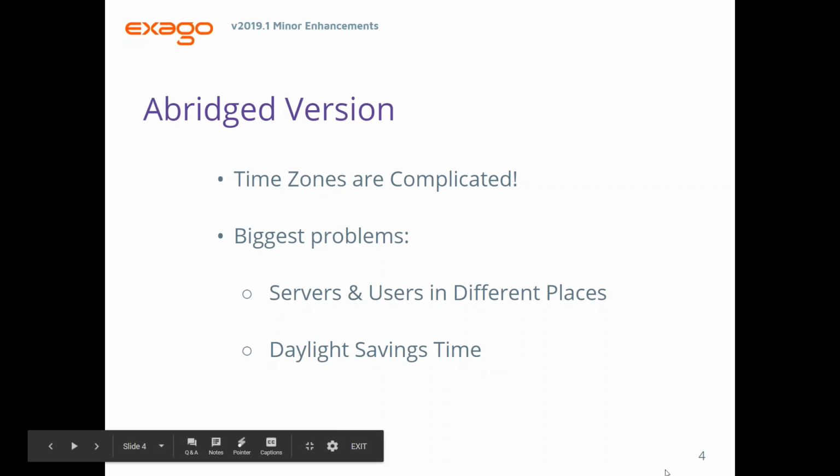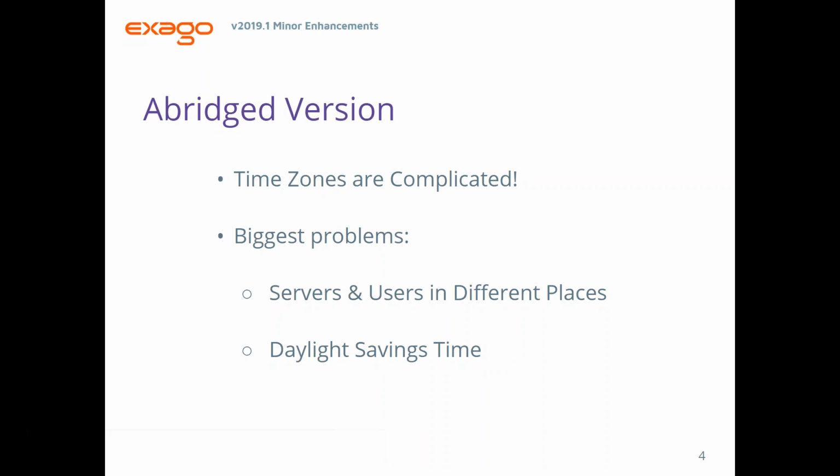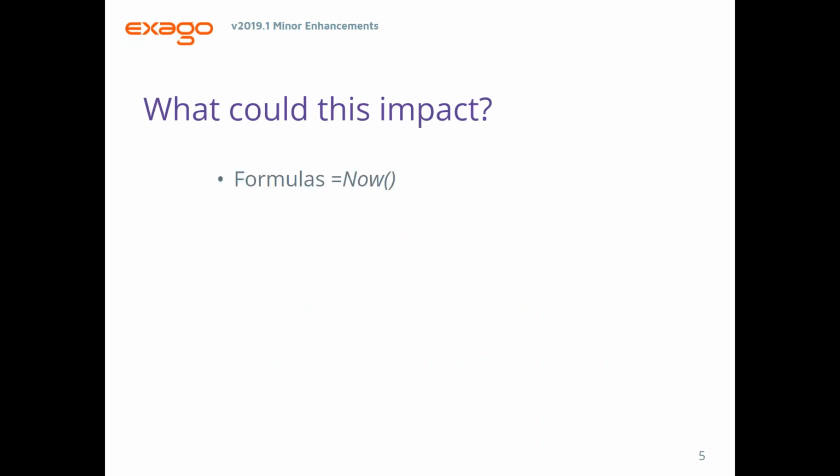So these are the two big challenges here: the server and the user being in different locations, and daylight savings time, meaning that there's not one single adjustment. It really may vary based on when something is being calculated. Great. So what can this impact?